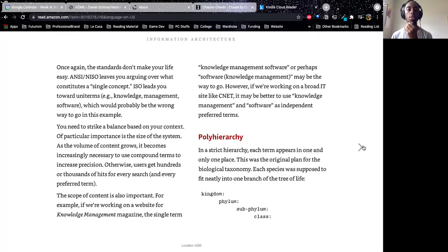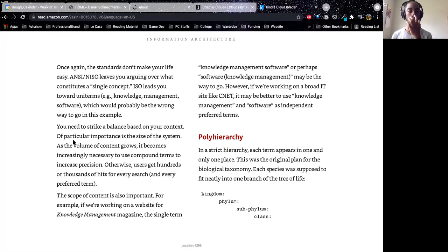Interesting. Once again, the standards don't make your life easy. So it's like, oh, whatever, right? NISO leaves you arguing over what constitutes a single concept. ISO leads you toward unit terms, for example, management and software, knowledge management and software. Yeah, each of which could probably be the wrong way to go in this example. You need to strike a balance based on your context.